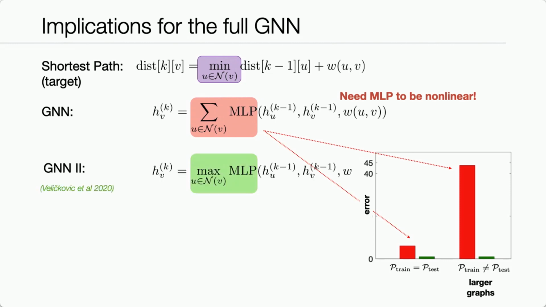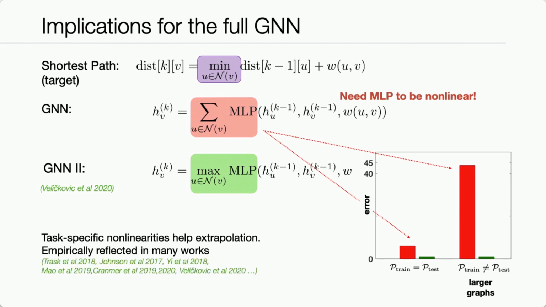However, if you look at models that have empirically successfully extrapolated, these models don't use a sum in the aggregation function. They use a max. And if you use a max, you can model this min with the MLP being a linear function. And now in the green case, we see that both in training and in test, we actually get low error. So that green one extrapolates much better.